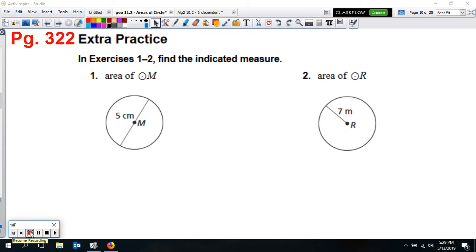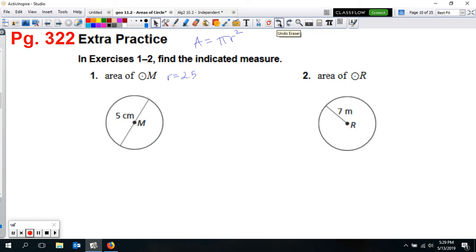So on page 322 in your extra practice, the first two, just find the area of circle M, and you can see the diameter is 5 centimeters long. So we need to know the radius. So we've got to halve that. So the radius, again, we'll use our formula here. I just put it on top just to keep us in check with the formula. But the radius is 2.5, so that's going to be half of 5.